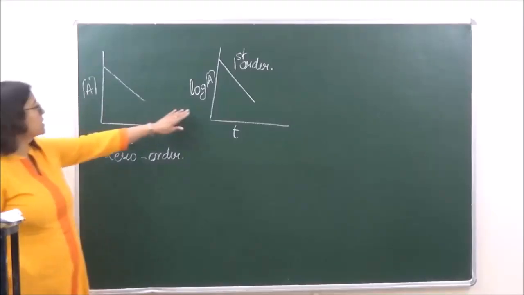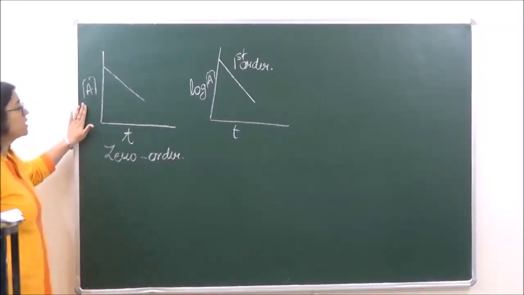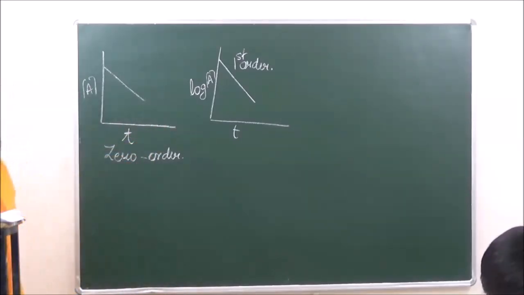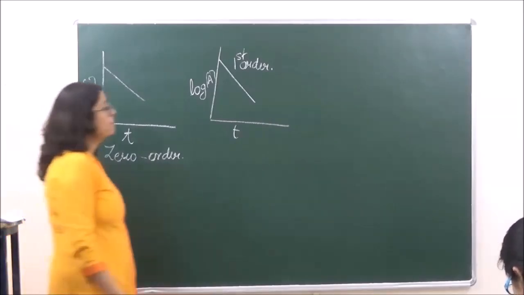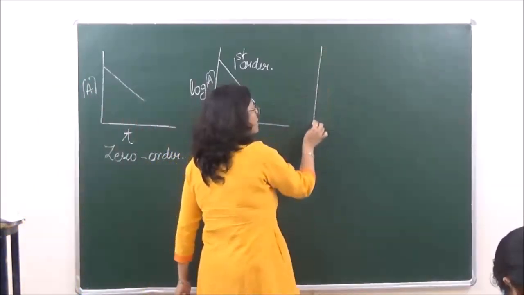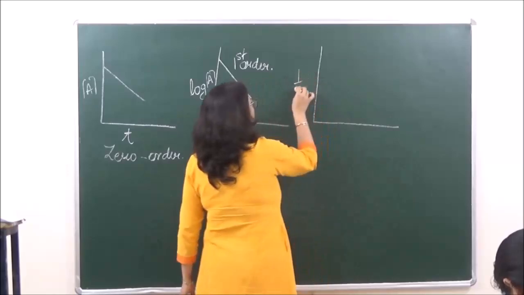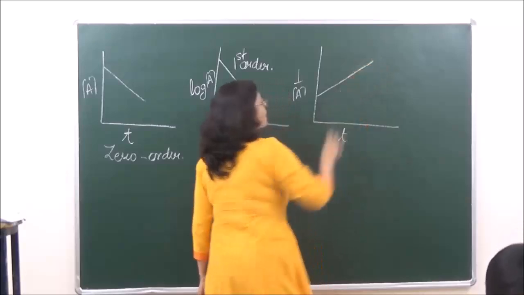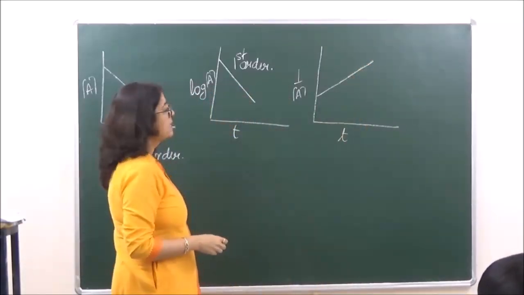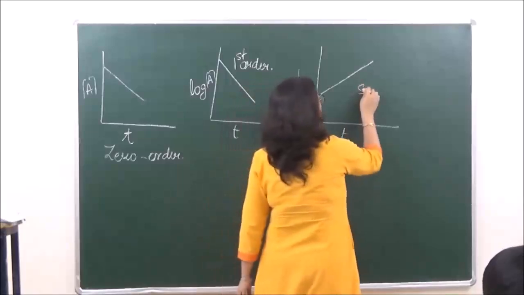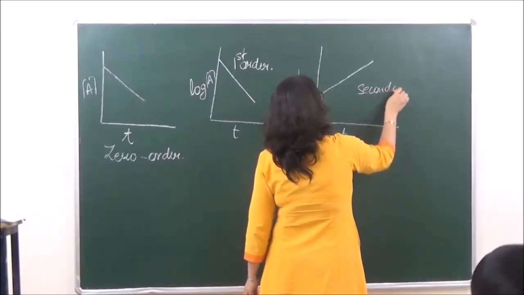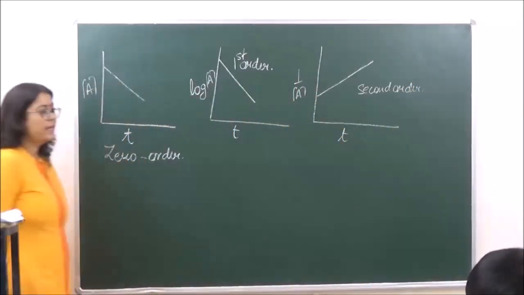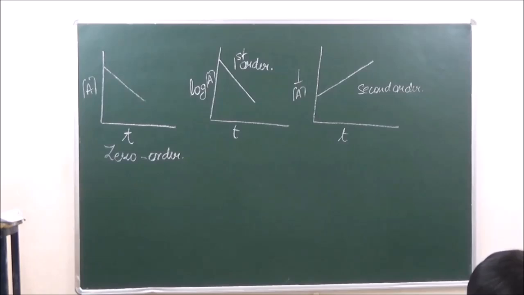So the difference between this graph and this graph is that over here we are taking the concentration of A, over here we are taking the log of concentration of A. And if we are given a graph between 1 upon A with time, and the graph is given like this, then this is the graph for second order reaction. So you have to memorize these graphs.